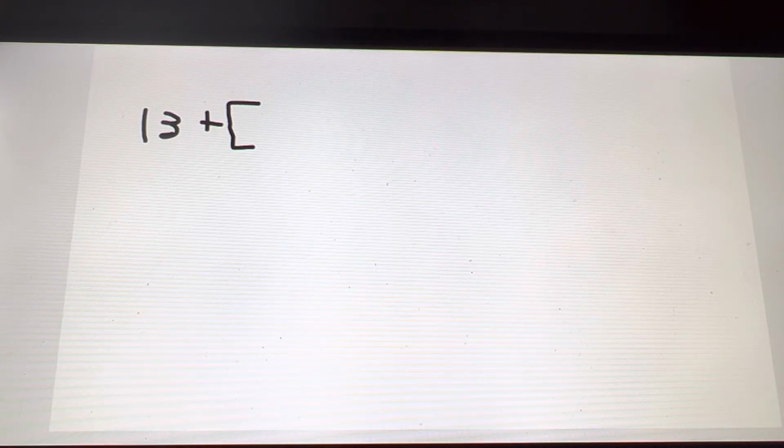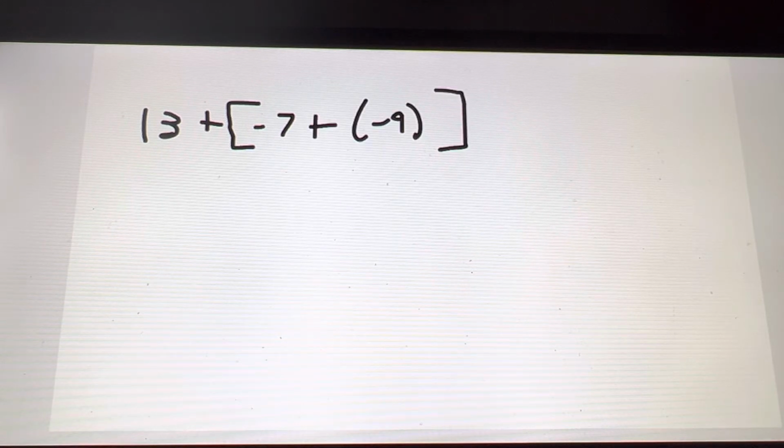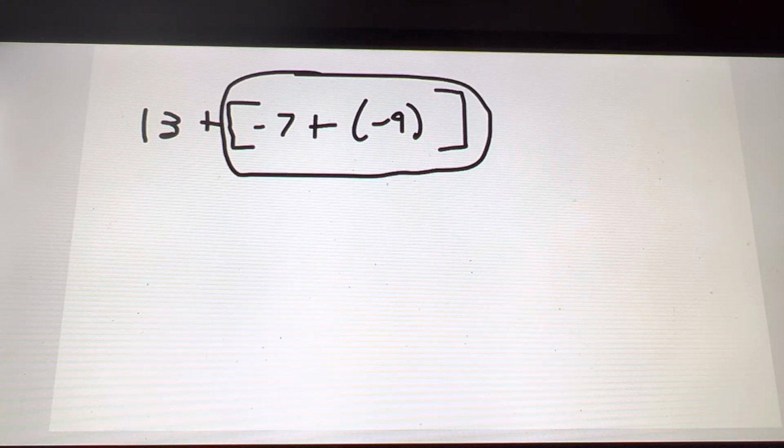So 13 plus negative 7 plus negative 9. So in math, we do innermost stuff first. I need to do these parentheses first. And that's just like the last handful of problems. So here I'm adding 2 negatives. Adding 2 negatives keeps the answer negative, and then you add their values. 9 plus 7 is 16.